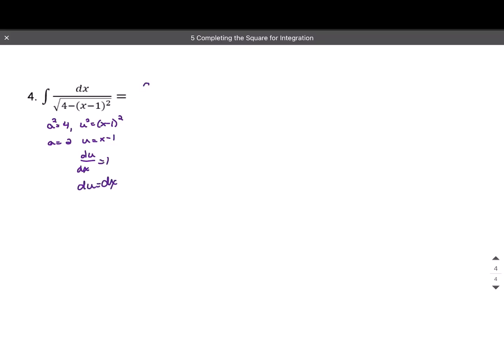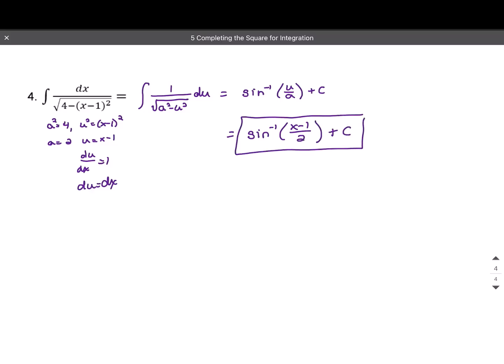Now we can rewrite this as the integral of 1 over the square root of a squared minus u squared du. That's the sine inverse form. So the rule for sine inverse is sine inverse of u over a plus c. Now we substitute back in: sine inverse, our u is x minus 1, and our a is 2, plus c. And there we go, my dears.